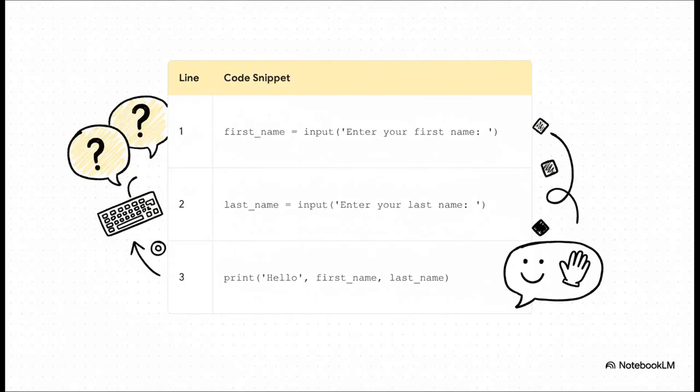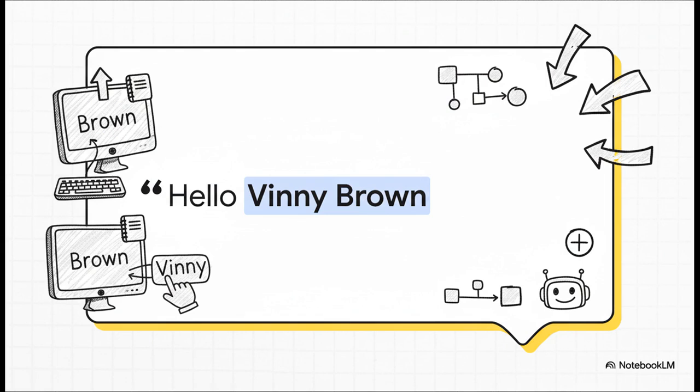So let's see this in action. It's way easier than it sounds. We'll build a little greeter. On line 1, we ask for a first name, and whatever the user types, we'll store it in a variable called first_name. Then, on line 2, we do the exact same thing for the last name. Finally, on line 3, we use print to say hello and then add the first and last name we just got. Easy, right?